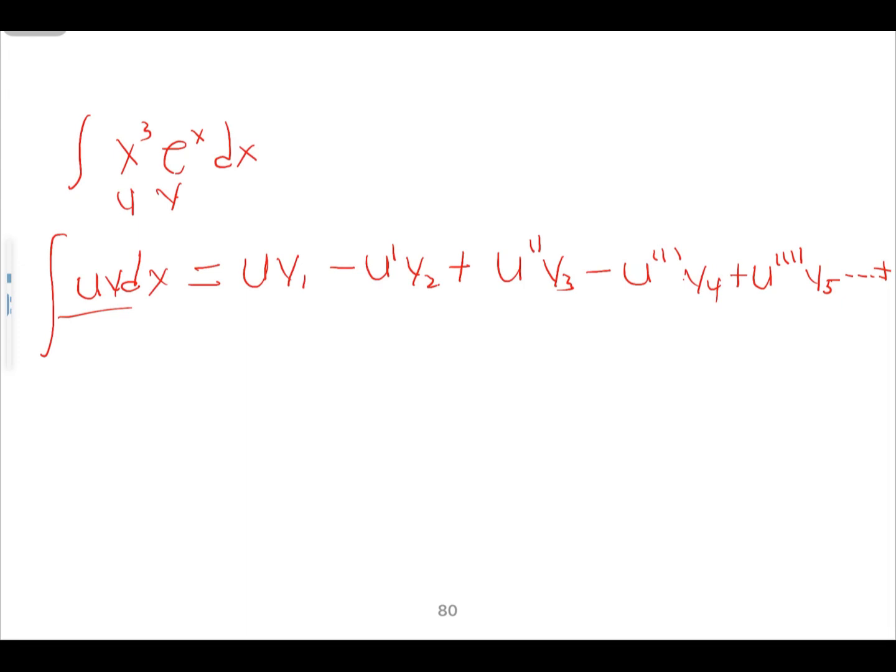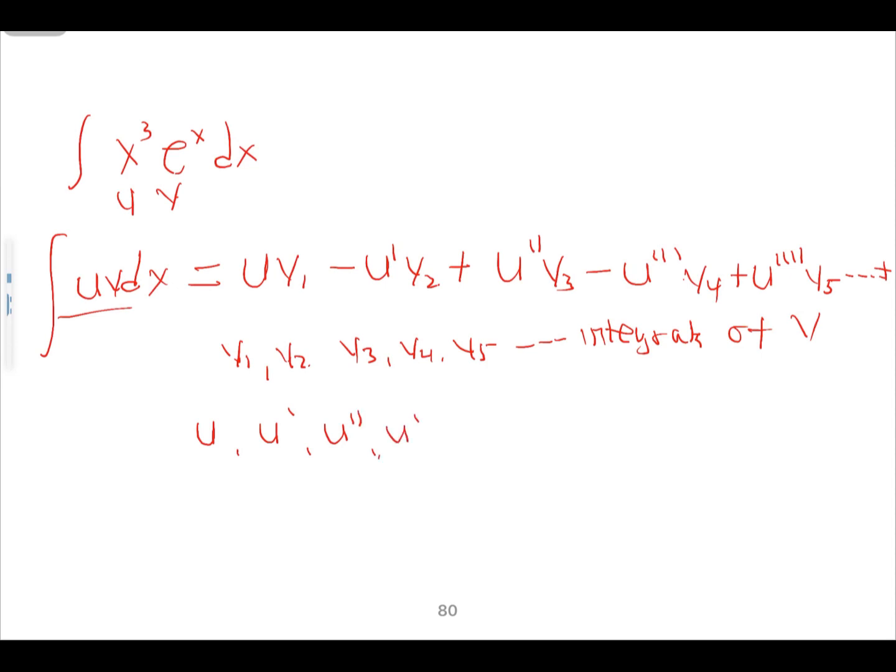Based on this, let me explain what each of the terms means. The v1, v2, v3, v4, v5, and so on are the integrals of v. It's more or less similar to the tabular approach or the normal integration by parts, but it's another quick way to solve integration by parts. And u prime, u prime prime, u prime prime prime, and so on, are all differentiations of u.